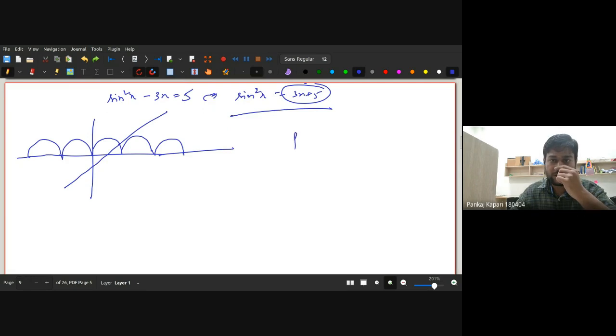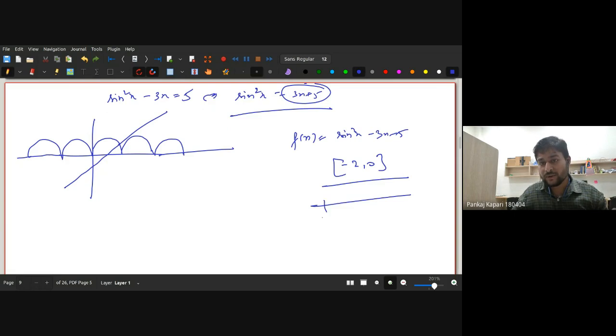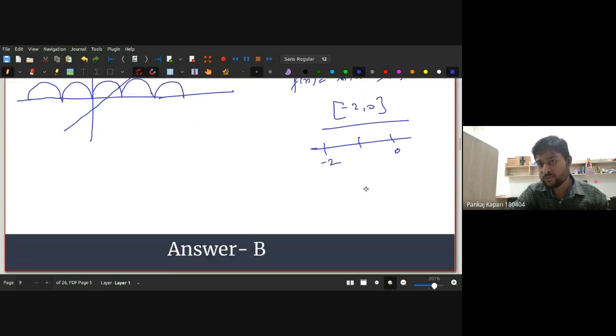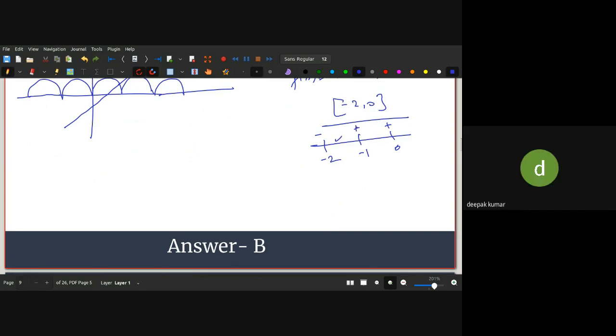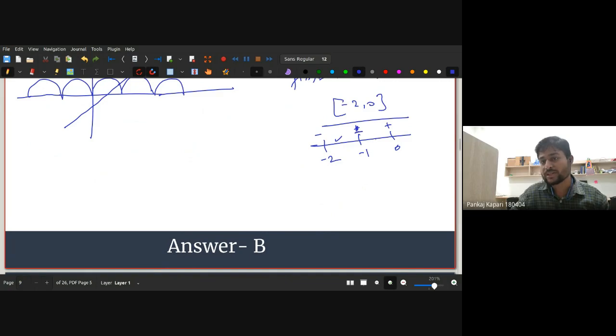We were saying that the function sin square x minus 3x minus 5 was changing its sign between minus 2 and 0. So what you can do is divide the interval into two parts. This is called the bisection method, a method in numerical analysis to find zeros by iterative methods. Now you know that the function is negative at one end and positive at the other, so you divide this interval in two parts. This is minus 1, and you find the value at minus 1. If it turns out to be positive, the root must lie in this interval, and if this value is negative, then the root must lie in the other interval.